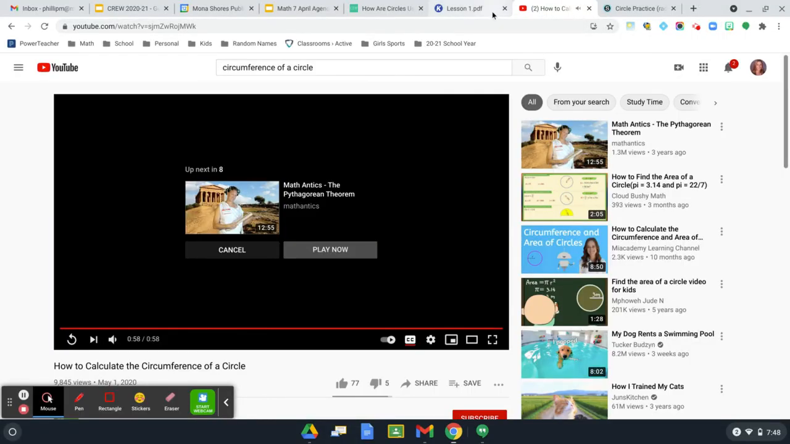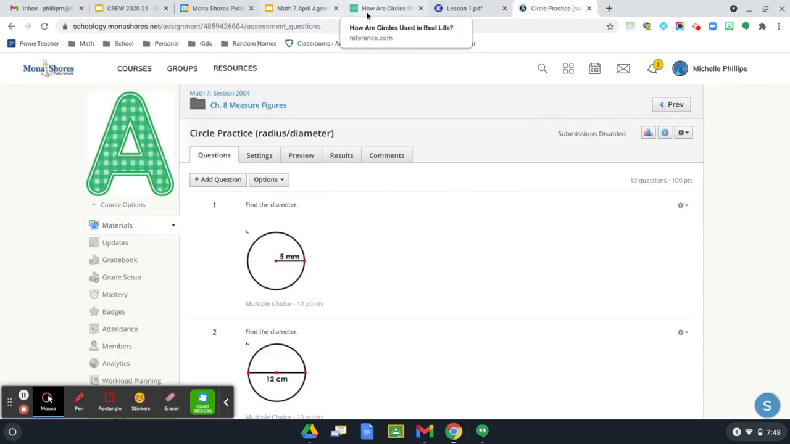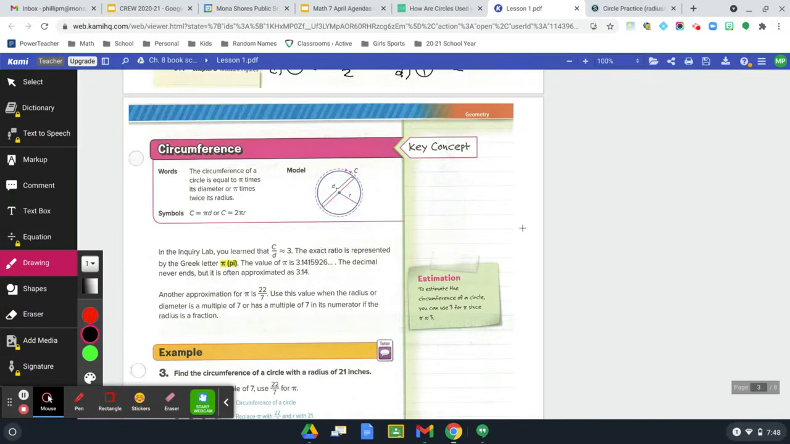Okay, so that's just one example of using that formula on circumference. Now, at the top of page 615, let's talk about what you just saw. The circumference of a circle is equal to pi times its diameter, or pi times twice its radius. The formula we're going to stick with is this one, with the understanding that if we're given the radius, we have to double it to get the diameter.